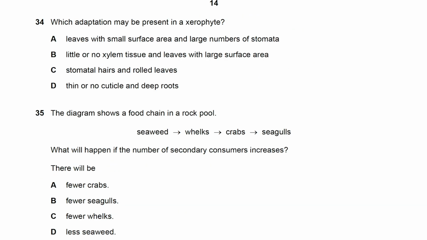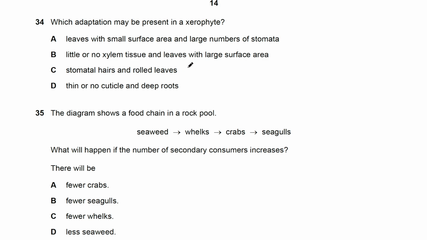Let's do question number 34. Which adaptation may be present in a xerophyte? What is a xerophyte plant? Xerophytes are plants that use a little amount of water, mostly desert plants like cactus. Let's read. A, leaves with a small surface area and large numbers of stomata. A large number of stomata means evaporation of water will increase. That's wrong.